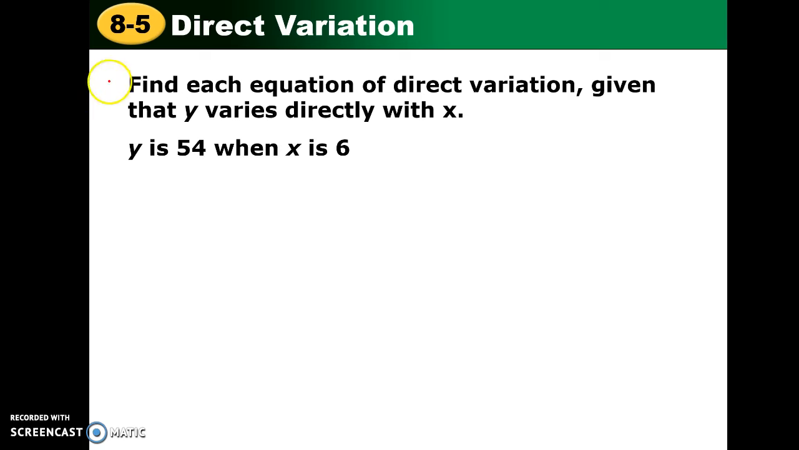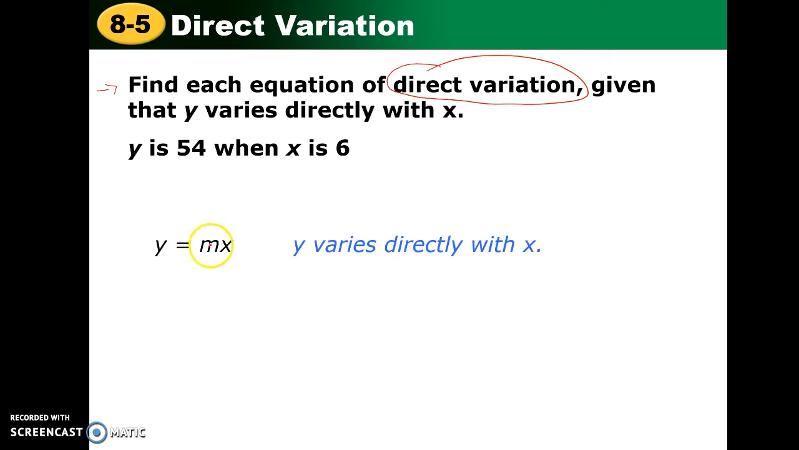We want to now find the equation of direct variation. Given that y varies directly with x, we know it's a direct variation equation, but we don't know what the equation is. But we know it has to be y equals mx, or remember y equals kx, same, because that is the direct variation equation. Here it says y is 54, so where y is, I'm going to put a 54. x is 6, but I don't know what m is.